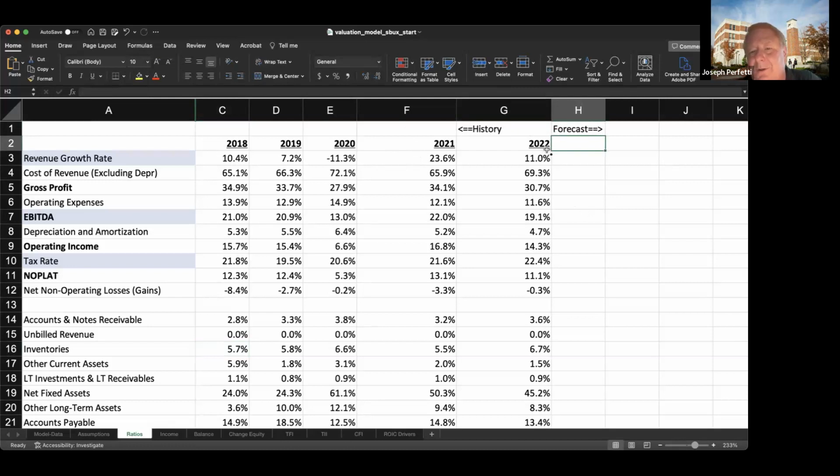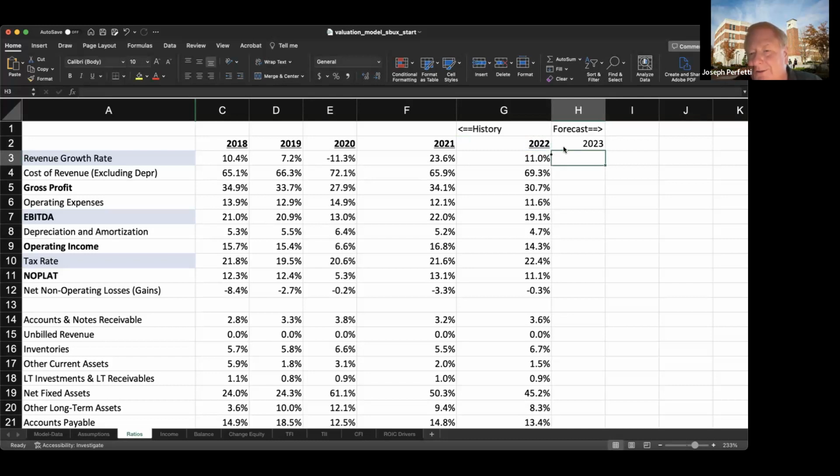Now here's how we're going to do a forecast. My first year of forecast should be 2023. So this should say 2023 in cell H2. But I don't want to type in 2023 because if my historical years ever change, then 2023 is going to be hard coded and that's going to cause a problem. So what I'm going to do for cell H2 is do equals previous year plus 1. So it's a relative reference. It'll always add a year as the years change.